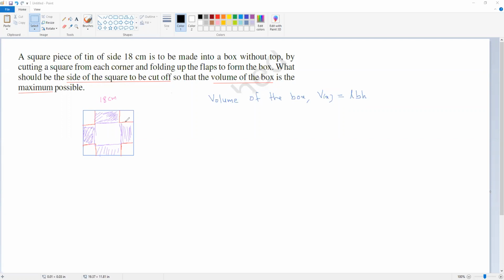So the question is, what should be the side of the square to be cut off from each corner, so that the volume of the box formed is maximum. We don't know, so we can take it as let x centimeter. We are cutting a square of x centimeter from all four sides.